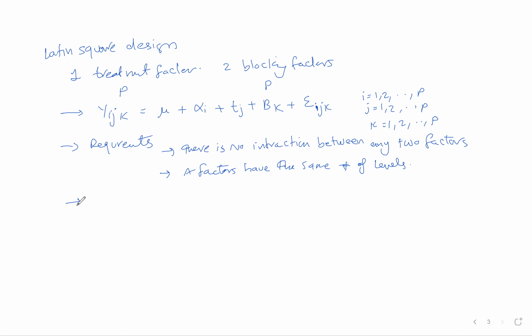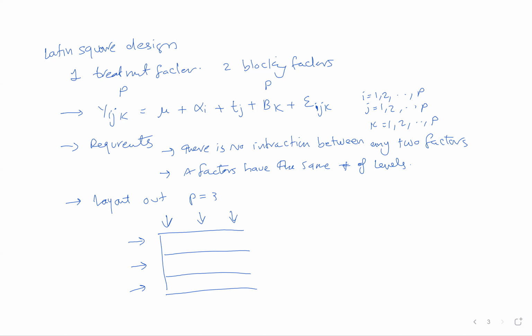So for example, to give the layout for some example, let's assume p equals 3. So each factor has 3 levels. So how do I write down the layout? We assume the rows are the blocks of the first blocking factor, and we have 3 levels. And the columns are the blocks of the second blocking factor. And the treatments, let's assume T1, T2, T3, or A, B, C, or any notation.